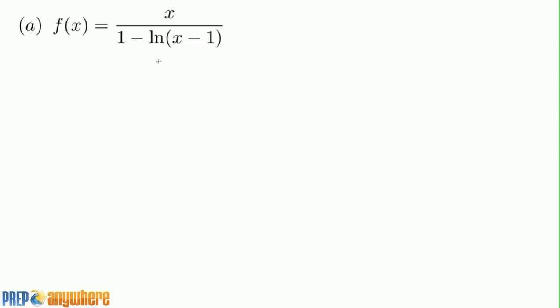Okay, let's find the domain first. A domain is the valid x input into this function. And there's two restrictions. The first comes from ln. Any input into ln, in this case x minus 1, needs to be positive. So x minus 1 needs to be greater than 0, so we get x is greater than 1.